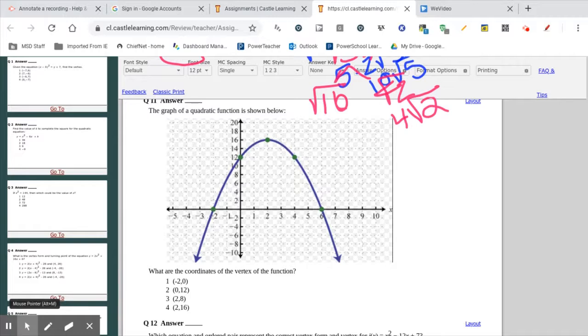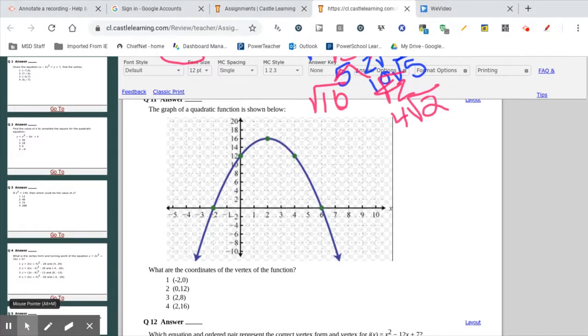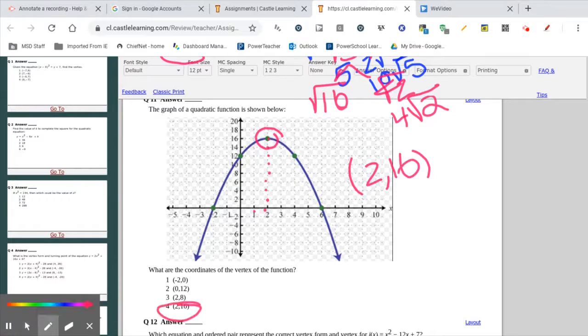Question number 11. The graph of a quadratic is shown below. What are the coordinates of the vertex of the function? So I hope that you remember that the vertex is that turning point right at the top, and the point right there would be 1, 2, and then up 2, 4, 6, 8, 10, 12, 14, 16. So our turning point is 2, 16. Answer choice 4.